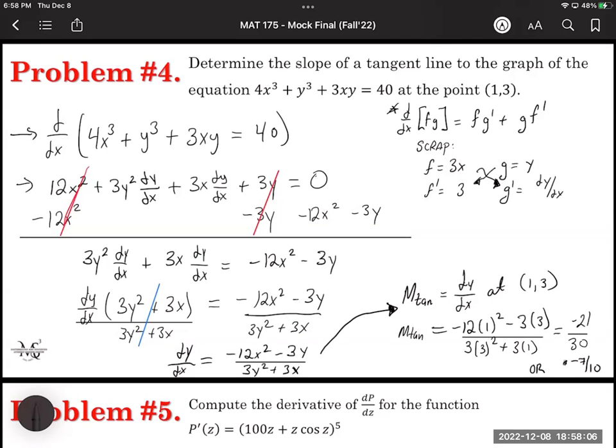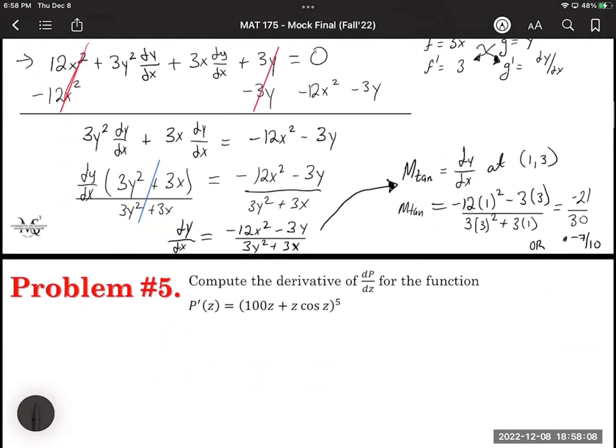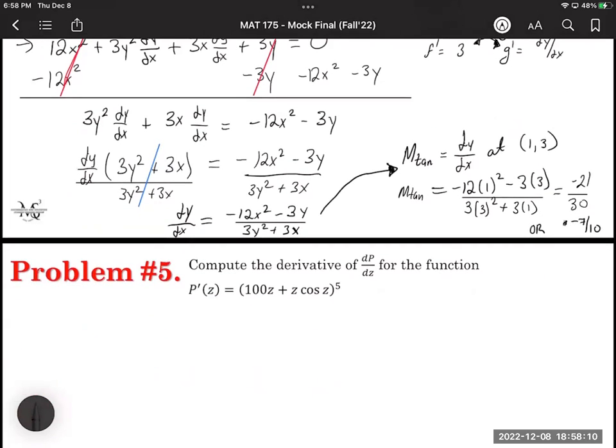So in problem 5, it states that we have to compute the derivative of dp dz for the function. Oops, there's a typo there. There shouldn't be the derivative sign there. Oopsie. We're finding the derivative of the function p of z equals 100z plus z times cosine of z, raised to the 5th power.